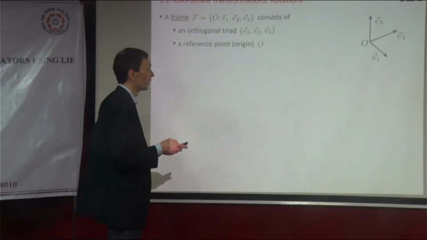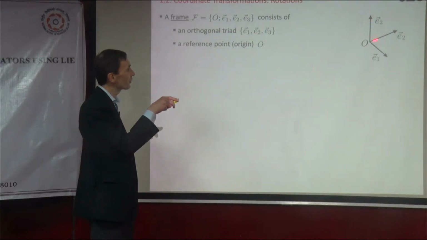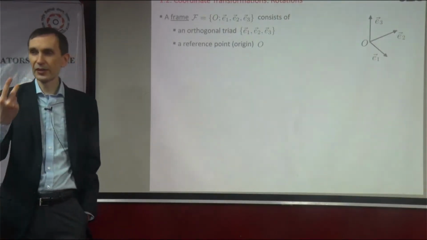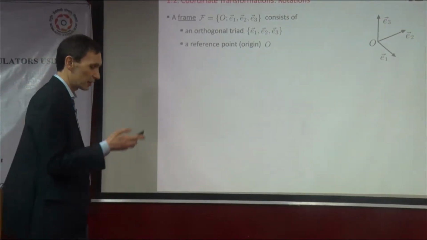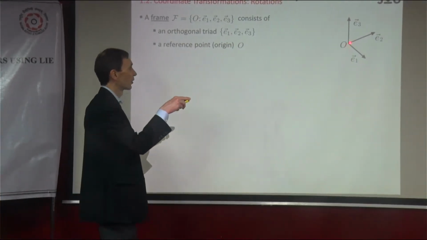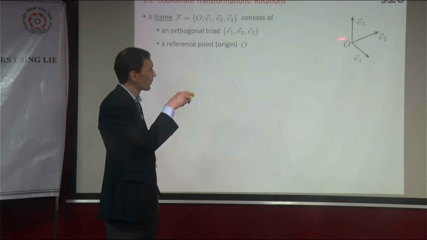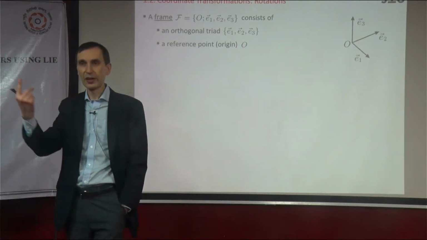Yeah. So what is a frame? A frame is essentially a point, or let's say start with maybe a triad. So we have 3 orthogonal vectors in Euclidean space, and they are located at a certain point. So 3 orthogonal vectors in space, and they are located somewhere.